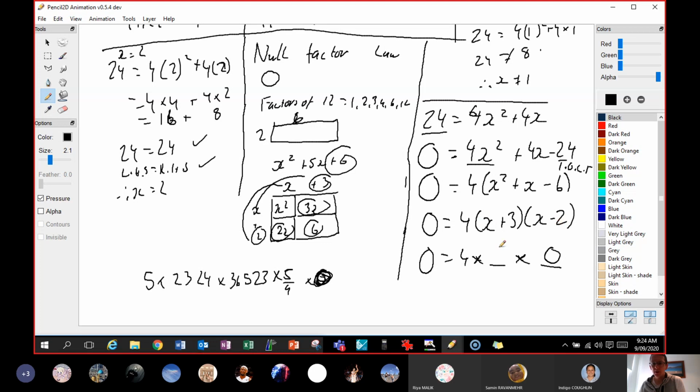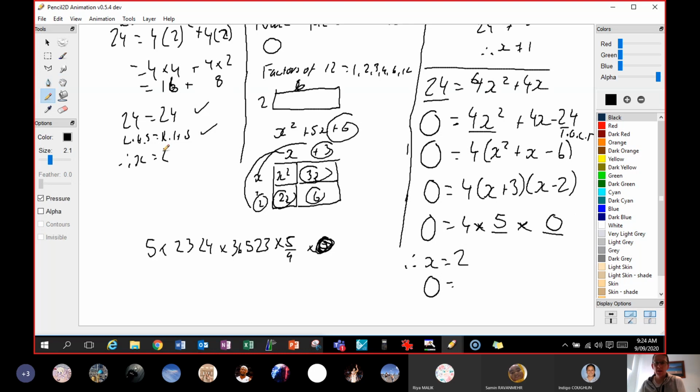This, if you put in 2, would give you 5. 4 times 5 is 20, times 0 is 0. So therefore, x must equal 2. Right? Another number it could equal, though, because hopefully you might be going, but hang on a moment, you only made this one equal 0. You could also, Mr. Rainbow, you could also make this one equal 0, right?